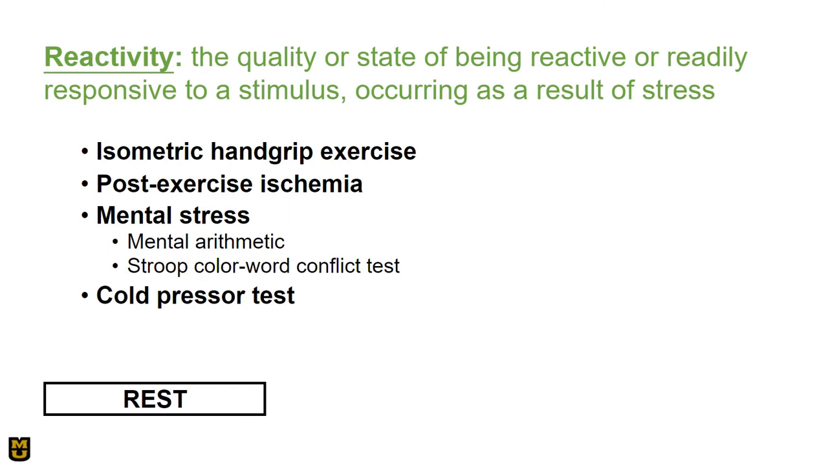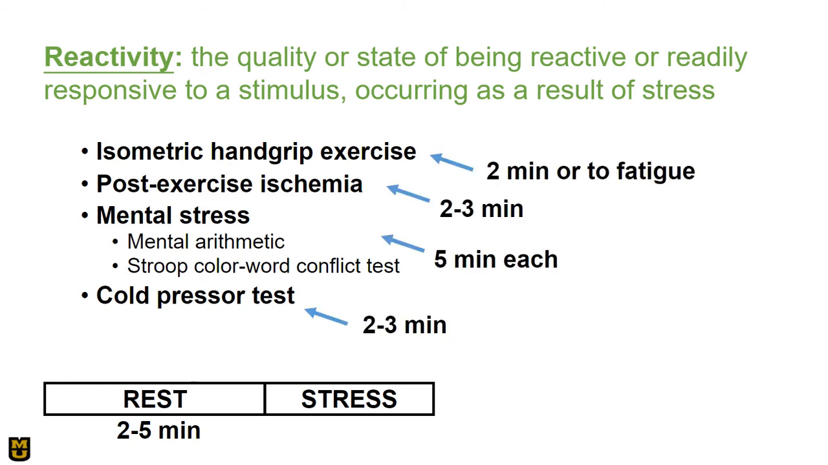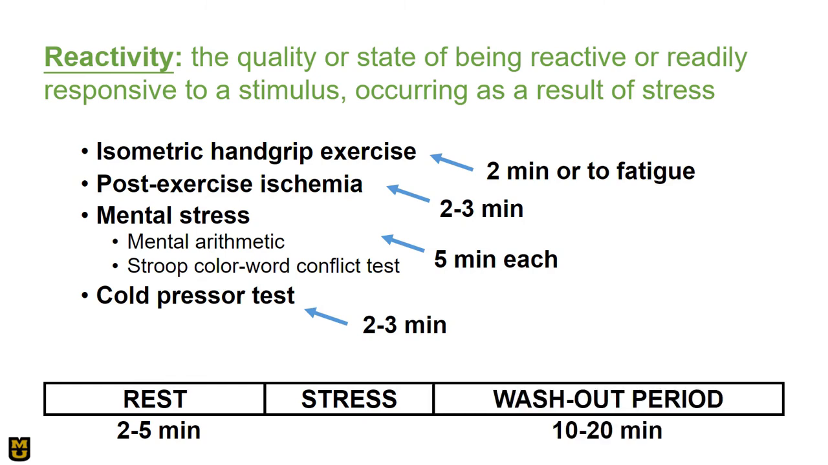But conceptually, the study design is about the same for any of these tests, in that you're going to start with a quiet resting period. Now, if you've already measured basal autonomic function, this resting period could be shorter, so 2 to 5 minutes. You're going to expose your participants to a stressor, so perhaps one of these here in the list. And the time of the stressor could be different depending on what sort of stress you're doing. So if you're doing hand grip versus ischemia, mental stress, or a cold pressor task, the timing of the stress may differ.